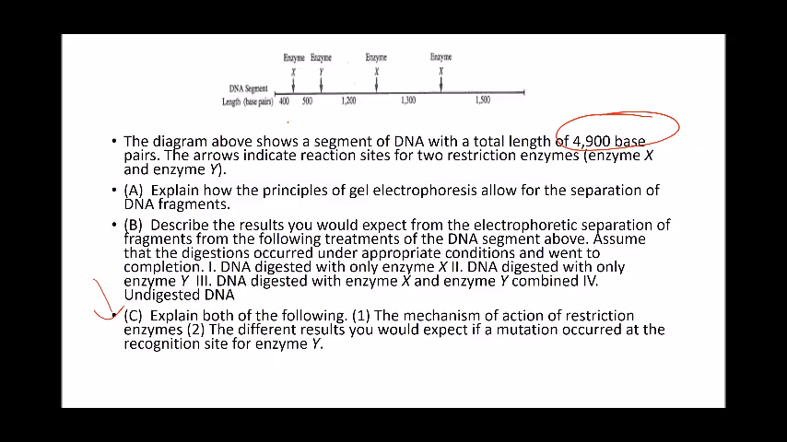The second part of the question, the different results you would expect if a mutation occurred at the recognition site for enzyme Y. Well, a mutation is a change in the base pair sequence. And we said a second ago that the restriction site is determined by the base pair sequence. So if a mutation happens, the sequence at that restriction site is going to be different, and therefore the enzyme won't cut there. So our answer here is because of the mutation, enzyme Y probably would not cut at all in that location.